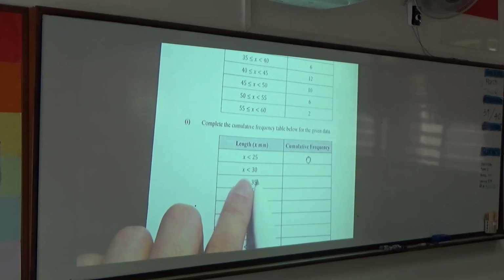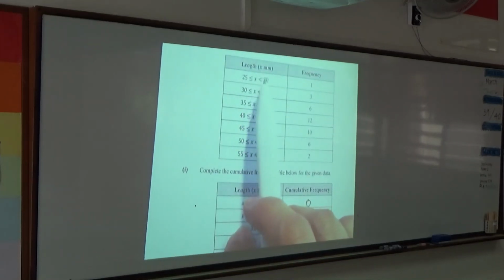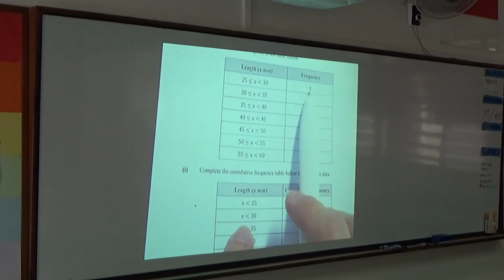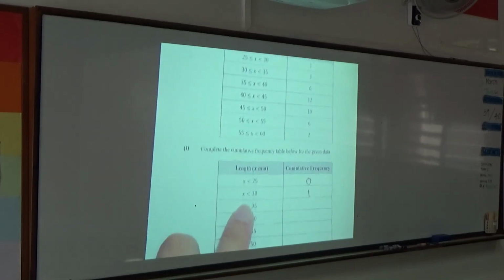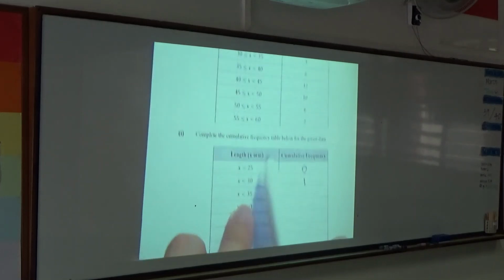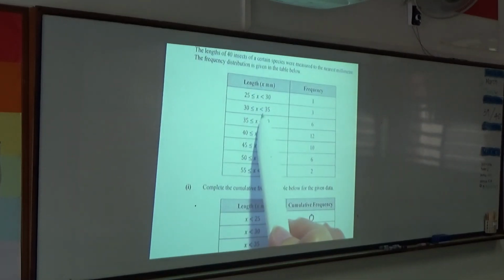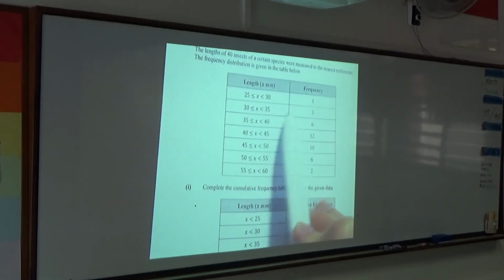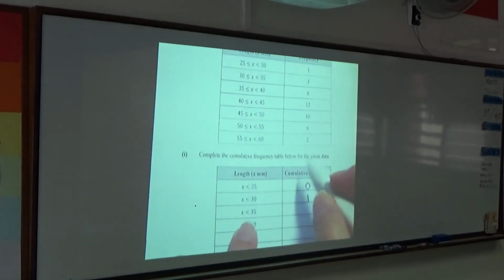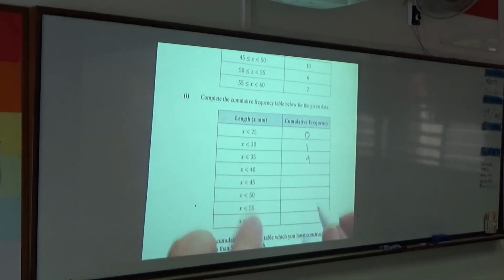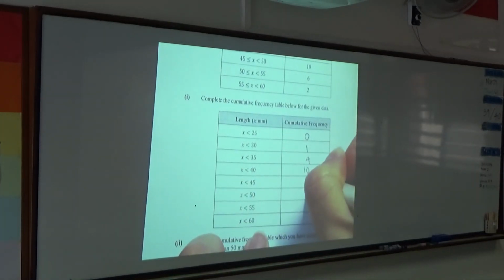Then for x less than 30, going back to the frequency table, the number of insects that are less than 30 millimeters, there is only one. Then looking at x less than 35, less than 35 would mean anything that is below, including and below this interval over here, so 3 plus 1, so that means 4. Then going down the list, we will have 10, 22, 32, 38, and 40.